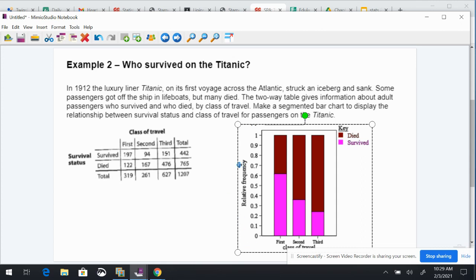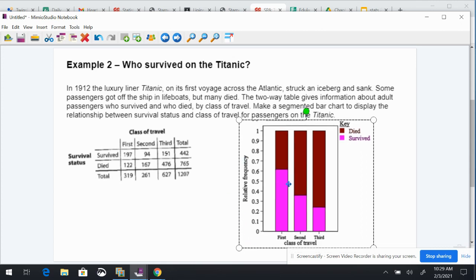Now, as you can see here, relative frequency. So we're talking about percentages of survived and died here. And you can clearly see, and we're going to talk about this in the next video, that the percentage of third class passengers that died is clearly higher than those who survived. And same thing with first class, clearly more survived than died for first class. So we're going to stop here. I'm going to add one more video to this lesson, but that's how you create a segmented bar chart.